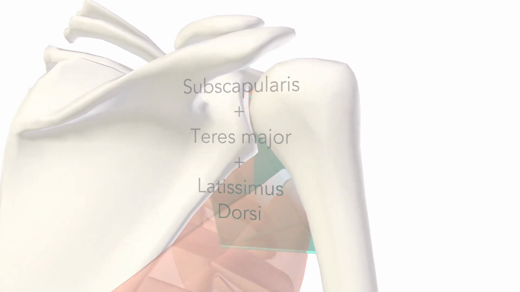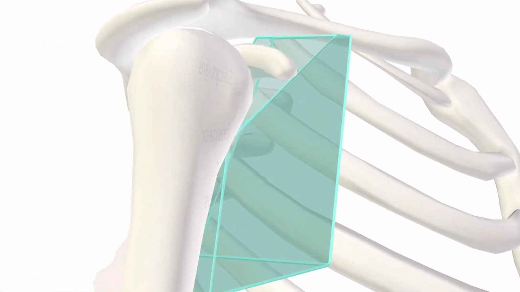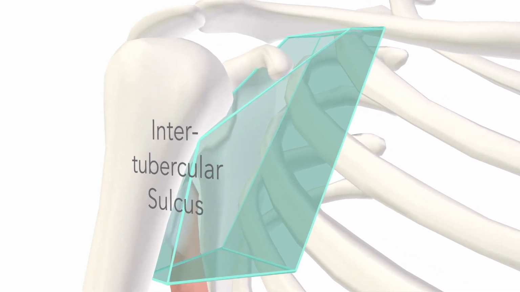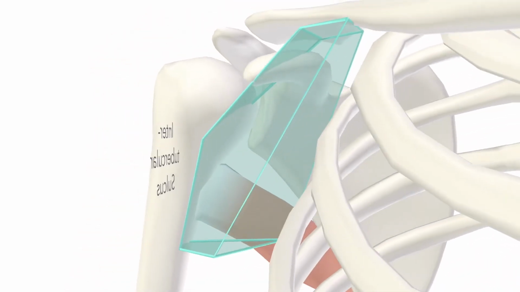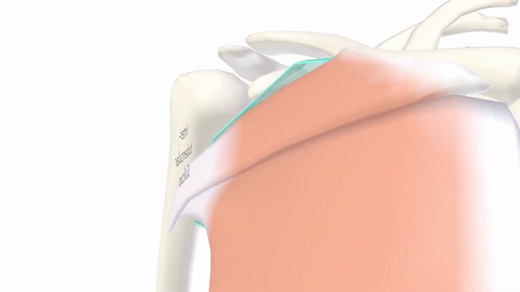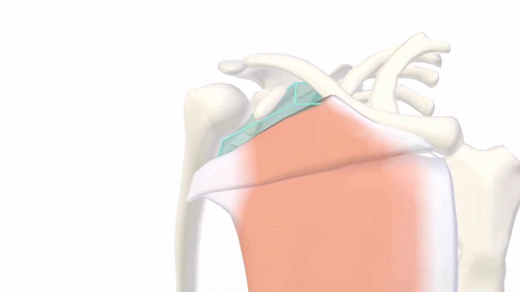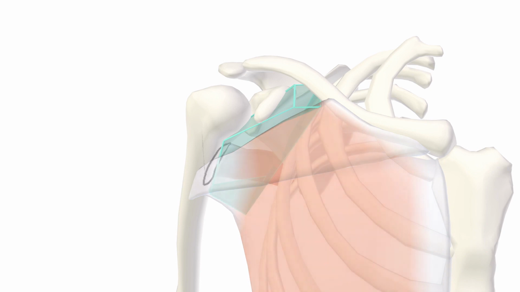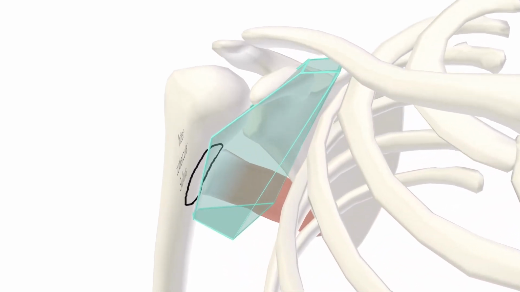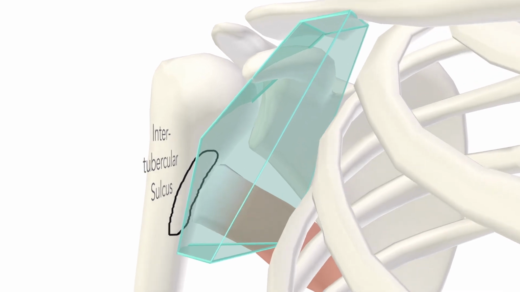The anatomical landmark that's cited as the lateral surface is the intertubercular sulcus of the humerus. The lips of this groove provide attachment for teres major medially and pec major laterally. The space between these is the lateral surface of the axilla, the intertubercular sulcus.